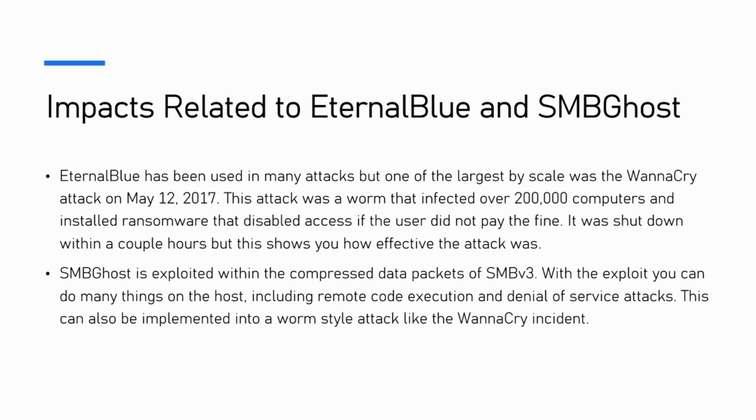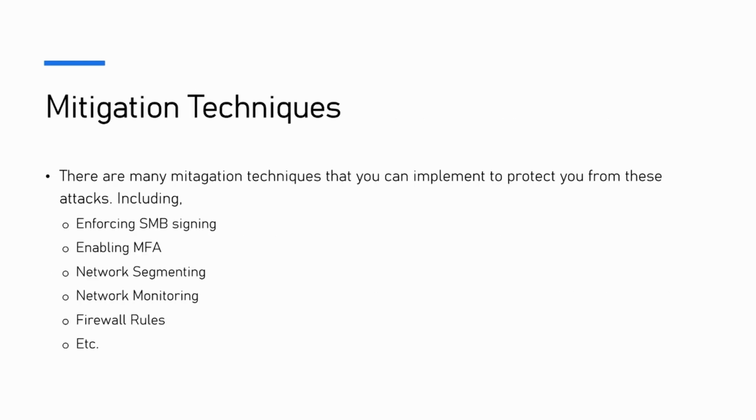SMB Ghost, on the other hand, is exploited within the compressed data packets of SMB v3. So within the exploit, you can do many things on the host, including remote code execution and denial of service attacks. This can also be implemented into a worm-style attack like the WannaCry incident, and that would be awful because we don't need another one of those attacks.